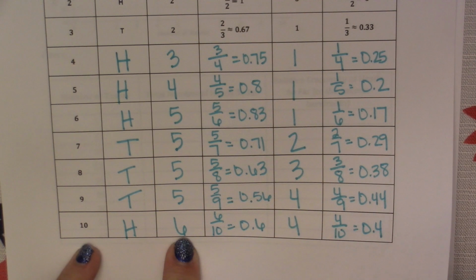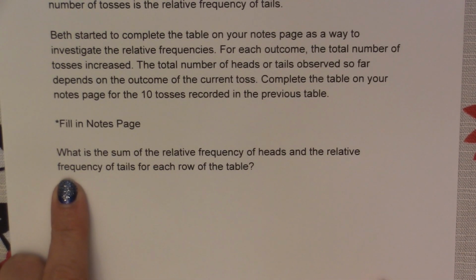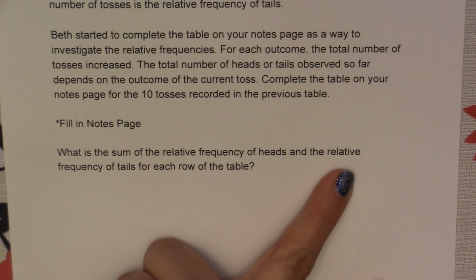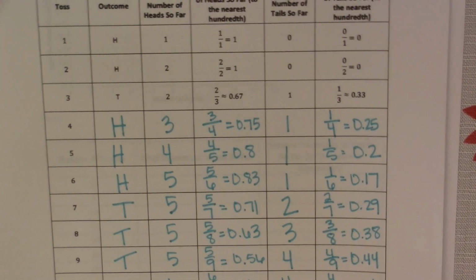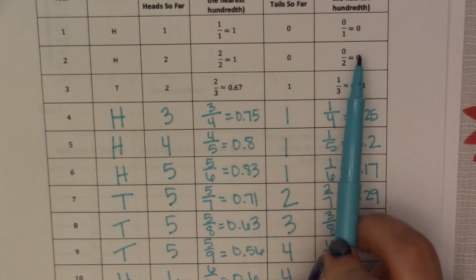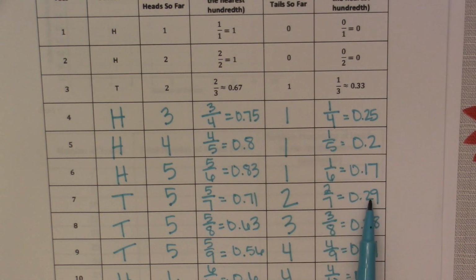All right, so let's go back. And we have a question now to answer. It says, what is the sum of the relative frequency of heads and the relative frequency of tails for each row of the table? So if we look in our graph or table here, if we were to add these two together all the way down our table, if you notice, these all add to equal 1.